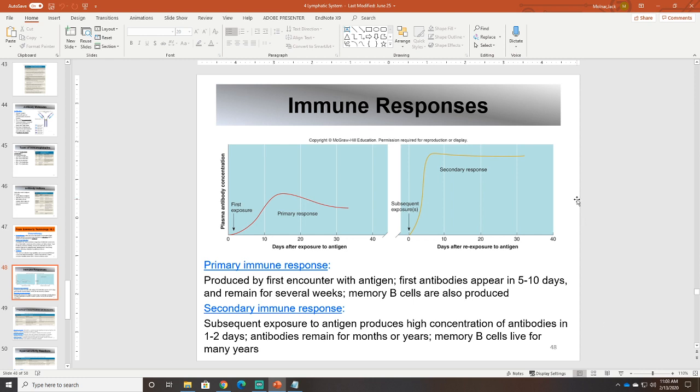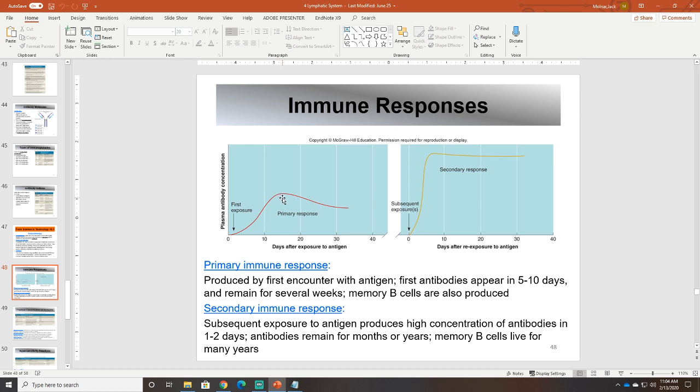So here's a good chart. On the left, we see the primary immune response. So here we have our first exposure right around day 0, and then we are measuring the plasma antibody concentration. That is the concentration of antibodies in the plasma over time. And you can see that it peaks after about 14, 15 days, something like that, right here.